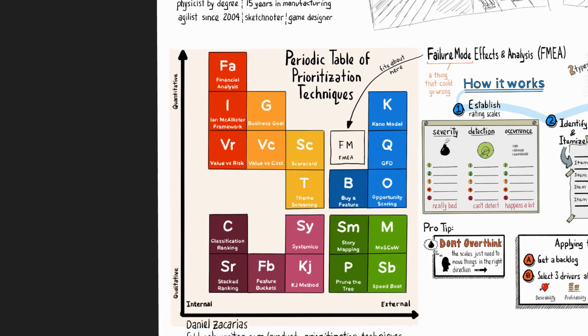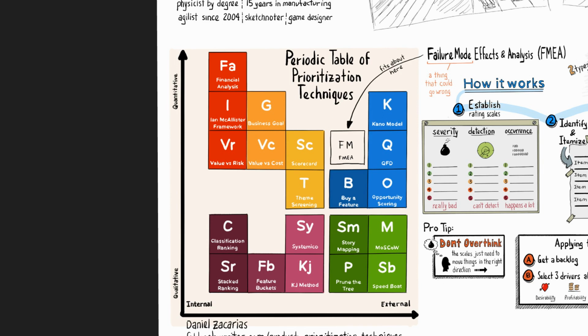What was really cool about this is that once he laid them out along the left axis, you can see quantitative versus qualitative, and the bottom axis, internal versus external. If you look at the techniques, the type of data that you have really dictates the type of technique that you need to use. So, for instance, if you only have qualitative data and it's kind of complex and you don't necessarily have control over it, you might use something simple like the MoSCoW, which is basically must have, should have, could have, and won't do.